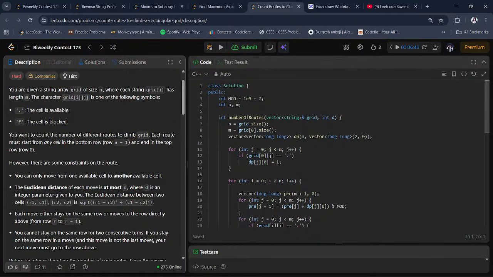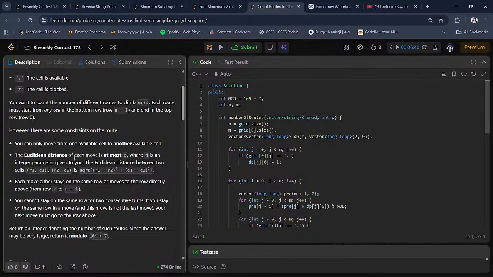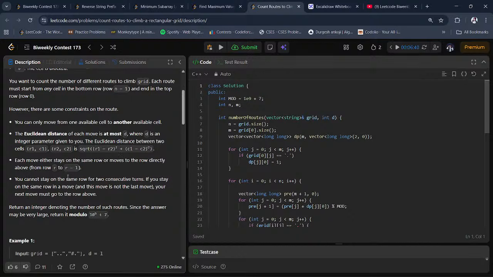Each route must start from any cell in the bottom row, that is row n minus 1, and end in the top row, row 0. However, there are some constraints on the route. You can only move from one available cell to another available cell. The Euclidean distance of each move is at most d, where d is an integer parameter given to you. The Euclidean distance between two cells (r1, c1) and (r2, c2) is the square root of (r1 minus r2) whole squared plus (c1 minus c2) whole squared.